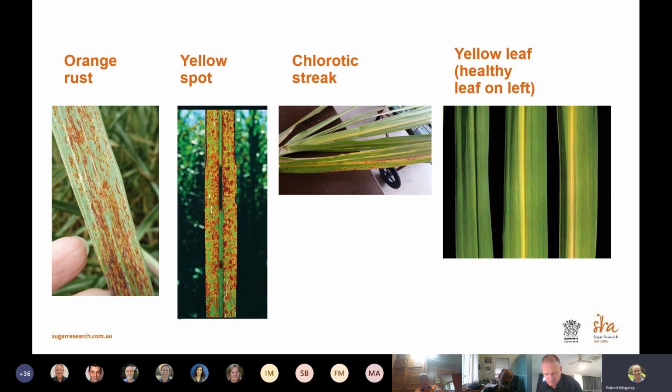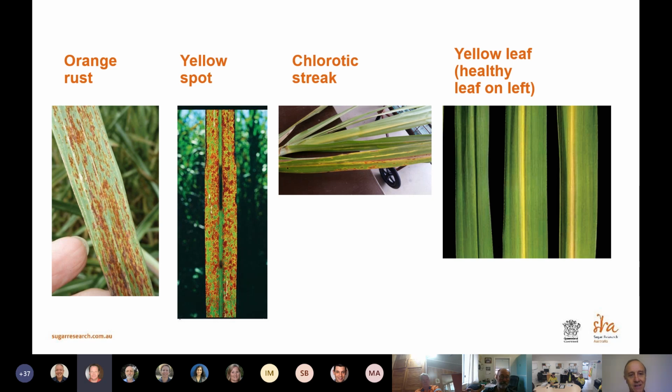Yep. Thanks, Brad. I'd like to welcome everyone this morning. I'm just going to talk very briefly to 4 examples of either diseases or a condition that can affect the canopy at the time of year when we would see yellow canopy. So the first 2, the first one's orange rust and yellow spot.